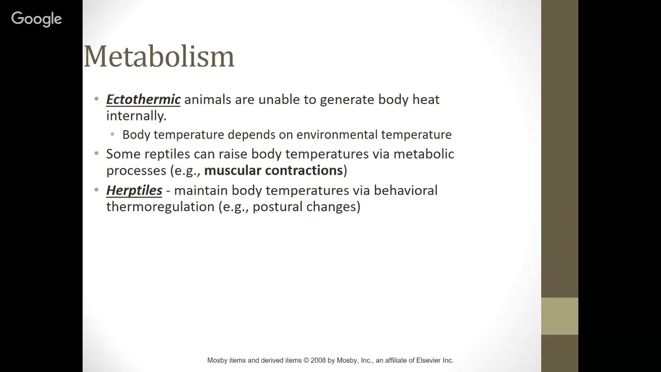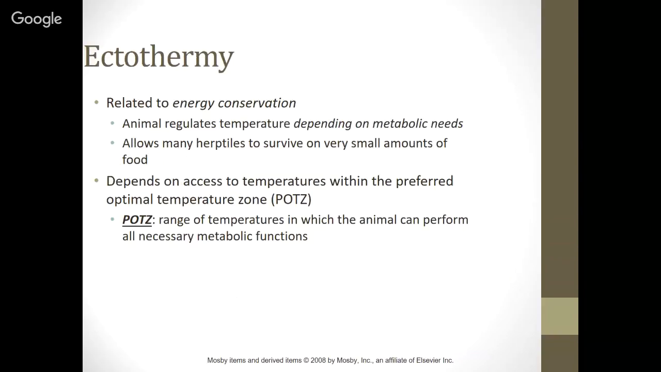Herptiles maintain body temperatures via behavioral thermoregulation, so postural changes, meaning they change where their body position is in relation to the heat source or the cold source. Ectothermy is related to energy conservation. An animal regulates the temperature depending on its metabolic needs. This allows many herptiles to survive on very small amounts of food. So if they are not able to get food, they can go into a colder environment, will slow down their metabolism, and they don't need food.